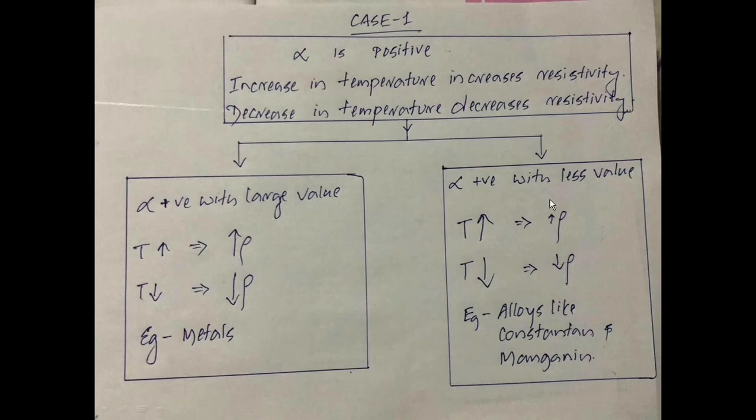Similarly, when alpha is positive with less value, an increase in temperature results in a relatively smaller increase in the value of resistivity, or a decrease in temperature results in a relatively smaller decrease in the value of resistivity. So this is the case with alloys.